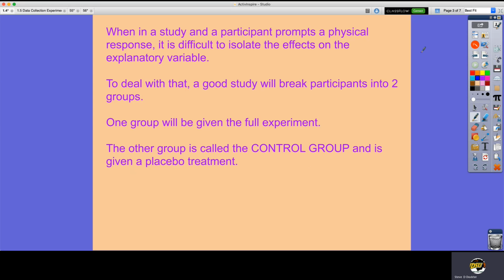Okay, so to deal with that, what they do is, in a really good study, they will break all of the participants into two groups. All right, one will be given the full experiment. So one would be given the vaccine. All right, and then the other one would be called the control group, and then they control that group in some way. Most of the time, they're given a placebo treatment, which just means they're given something that's not going to do anything to them.